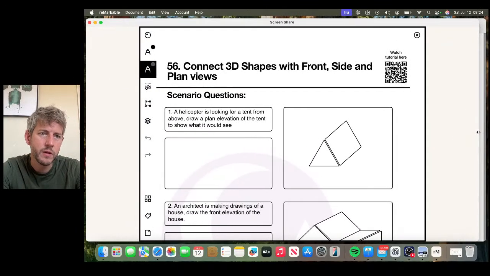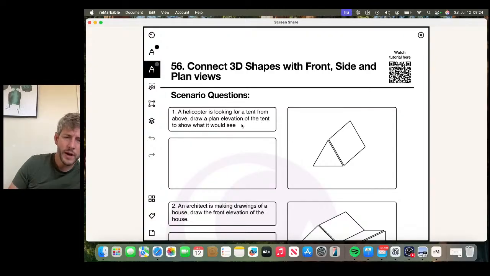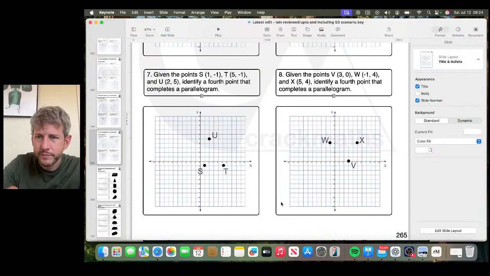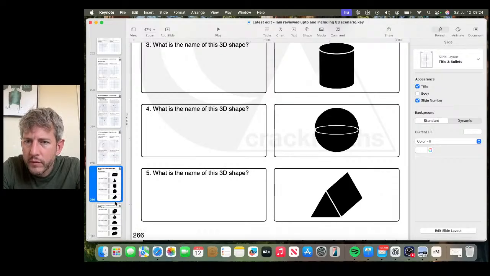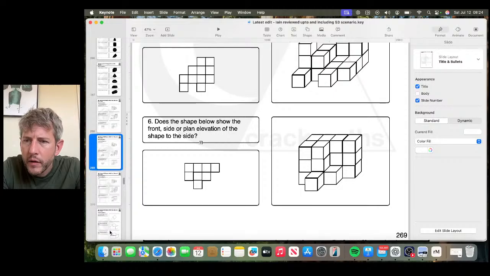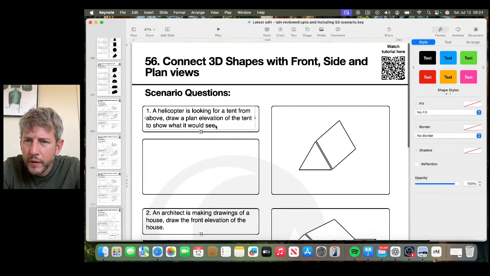Right, okay. So here we go. We've got a helicopter is looking for a tent from above. Draw a plan elevation of the tent to show what it would see. Oh, I don't have a full stop there. I think, let me just put that in. One second. Okay, not a biggie, but just something that we need.